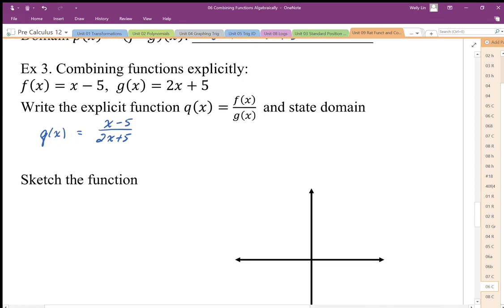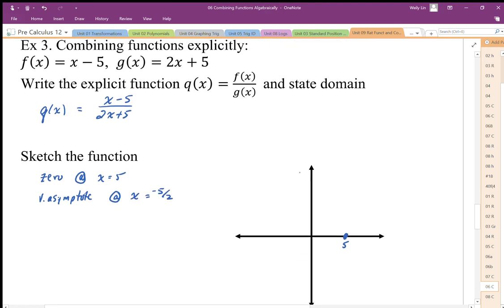Because we know that this function has zeros at x equals 5. Okay, from the numerator, we know that it has a 0 at x equals 5. We know that it has a vertical asymptote. And that vertical asymptote occurs at x equals negative 2.5. Okay, so I have a vertical asymptote here.